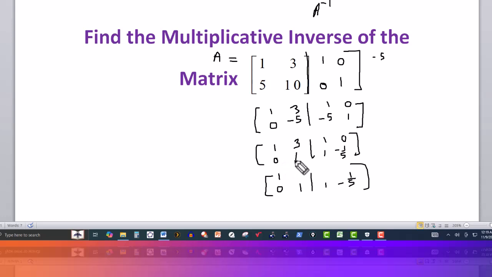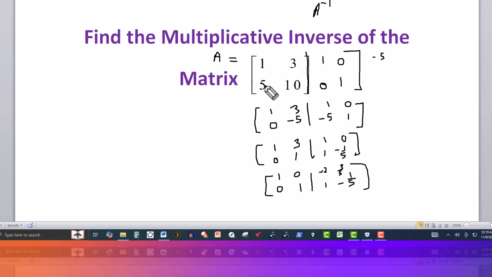So now I did the first component. Negative 3 times 1 is negative 3. Added to 3 gives me 0. Over here, negative 3 times 1 is negative 3. Added to 1 is a negative 2. And then negative 3 times a negative 1/5 is 3/5. Added to 0 is positive 3/5. Now we're pretty much finished here.